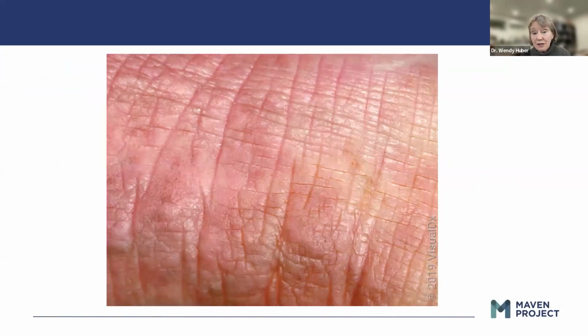Okay, this is a skin finding that I think is really important that you be aware of because it gives you so many clues about what's going on with the patient. What I'm seeing here are really marked skin lines, kind of railroad tracking, you could call it, and thickened skin. Next slide.